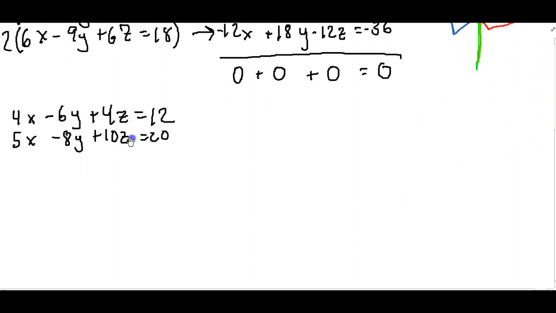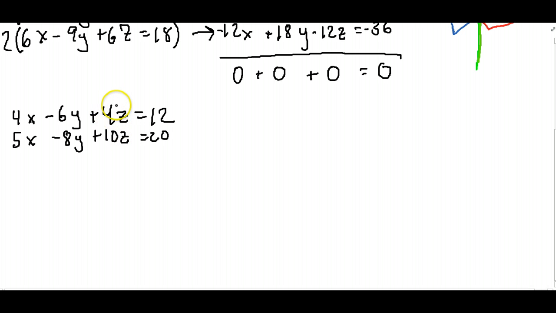Now we have to do the same thing. So we're going to solve for our z variable. We have a 4z in our first equation, and we have a 10z in our second. So let's find the lowest common multiple of 4 and 10, and that would be 20.